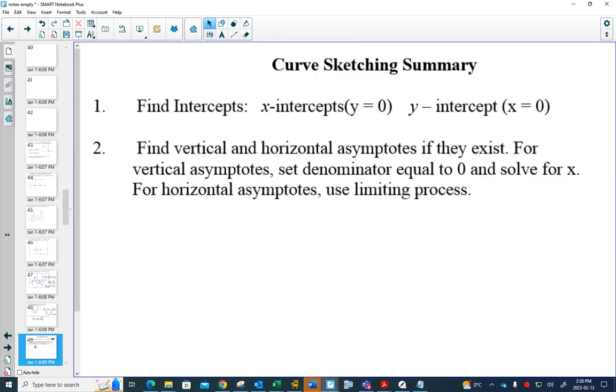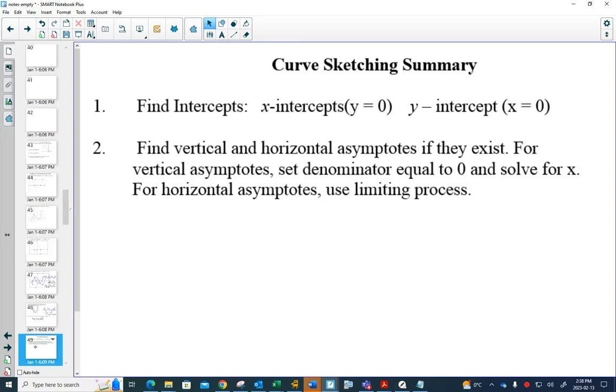So, summary of everything we've done so far. If you are curve sketching, first of all, find your intercepts if possible. Y-intercept you can almost always find without a calculator. Sometimes your x-intercepts you can find with factoring. Sometimes you wouldn't be able to find them other than with a graphing calculator.